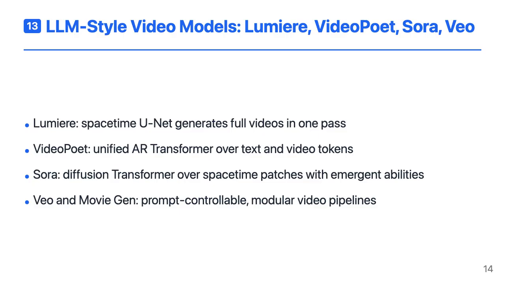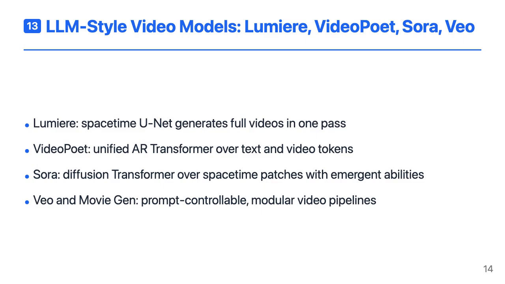Recent video models increasingly resemble large language models. Lumiere uses a space-time UNet that generates an entire video in a single forward pass, improving global temporal consistency. VideoPoet treats video as just another token sequence and trains a single autoregressive transformer on a mix of text-paired and unpaired videos, unifying tasks like text-to-video, image-to-video, and video editing.